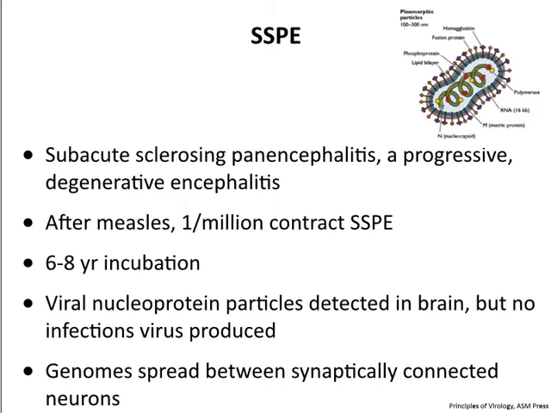But we don't see infectious virus produced. So somehow having nucleoprotein there is doing something that is causing the degeneration. There are viral genomes present, and we can see them spread between connected neurons. So they must be, of course, they have to be present to give rise to the mRNA that produces nucleoprotein. But how they're maintained and in what particular cells, they obviously are in neurons, is absolutely unknown.